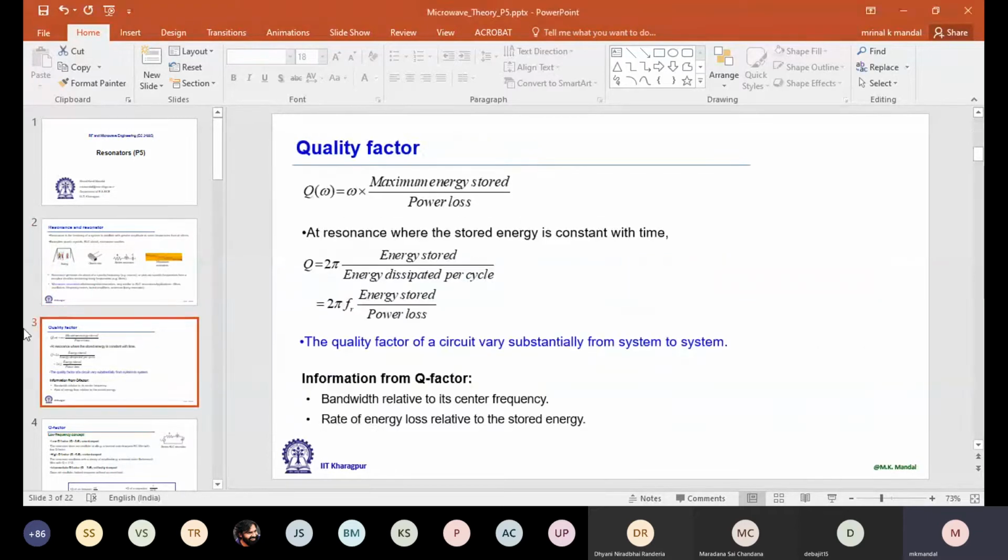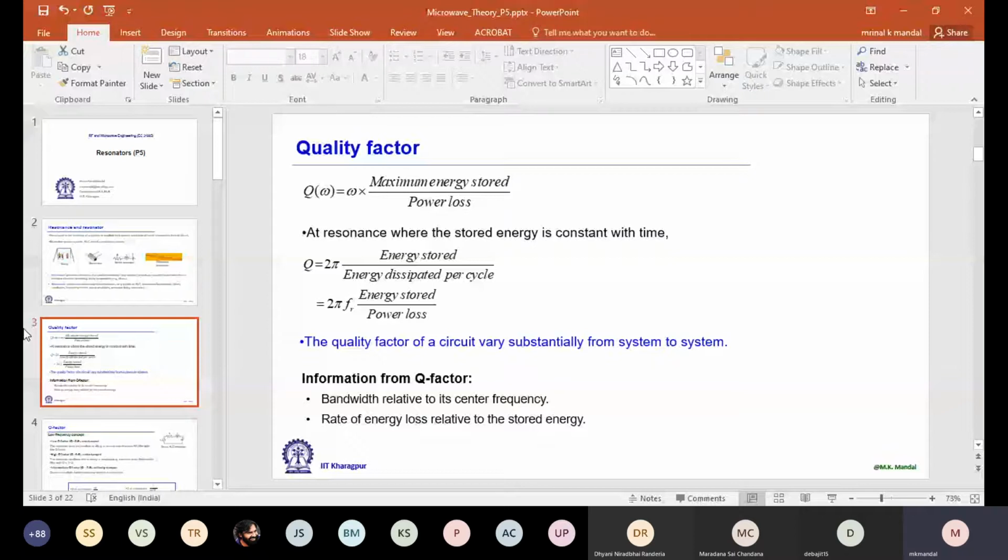We are using this term so many times, quality factor. What is it? We use the same definition here also. The quality factor at any given angular frequency omega is equal to omega times the maximum energy stored inside the resonator divided by the power loss. So it is proportional to the stored energy over power loss. It has a direct relationship with the power loss. If loss increases, then the quality factor decreases.